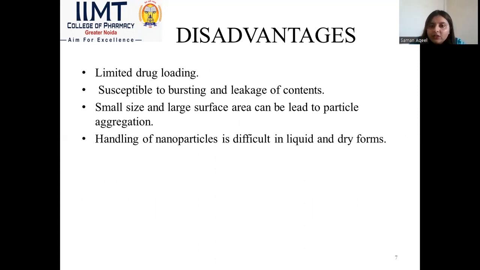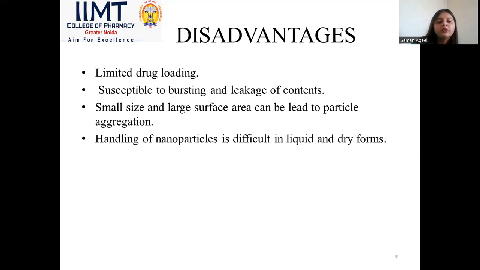Here are the disadvantages of nanoparticles. The disadvantages are as below. Limited drug loading, because the size of a nanoparticle is extremely small, so only a limited amount of drug can be loaded in these nanoparticles. Next is susceptibility to bursting and leakage of contents. There is a possibility that the contents could leak or burst from the nanoparticles or the polymeric matrix. Third one is that small size and large surface area can lead to particle aggregation.